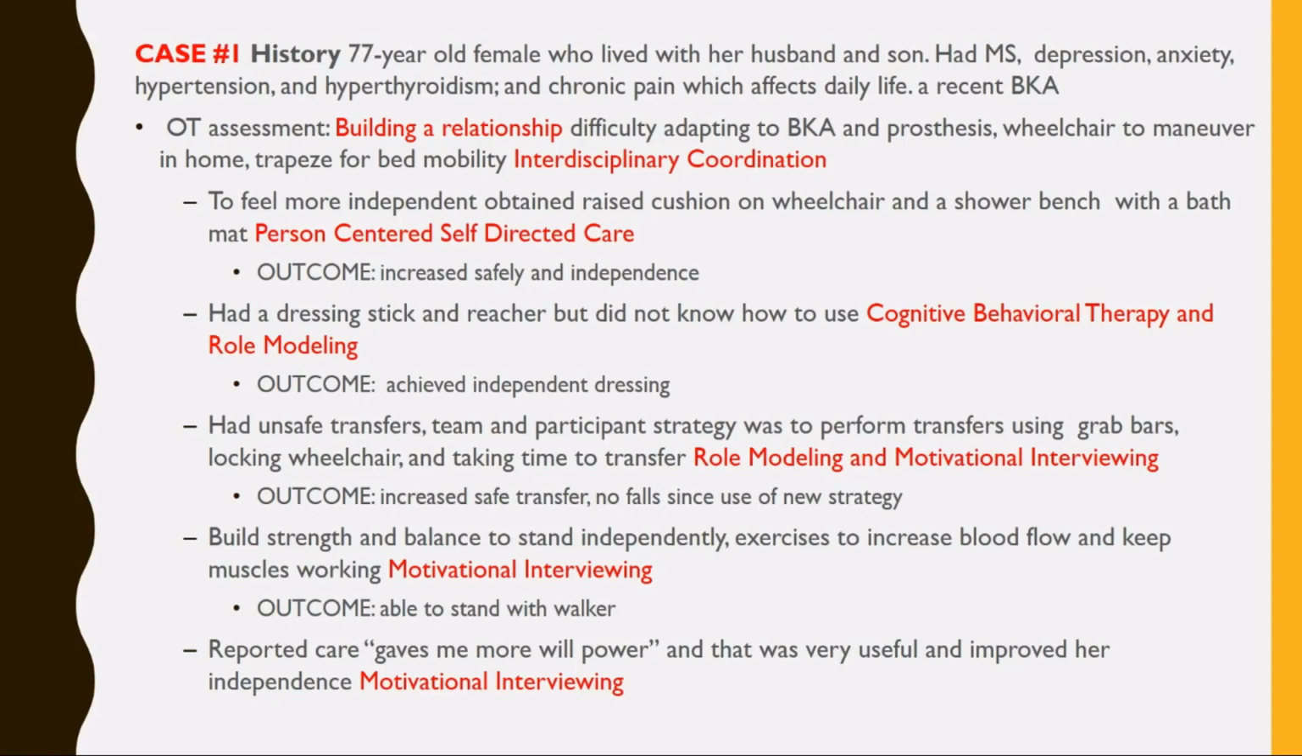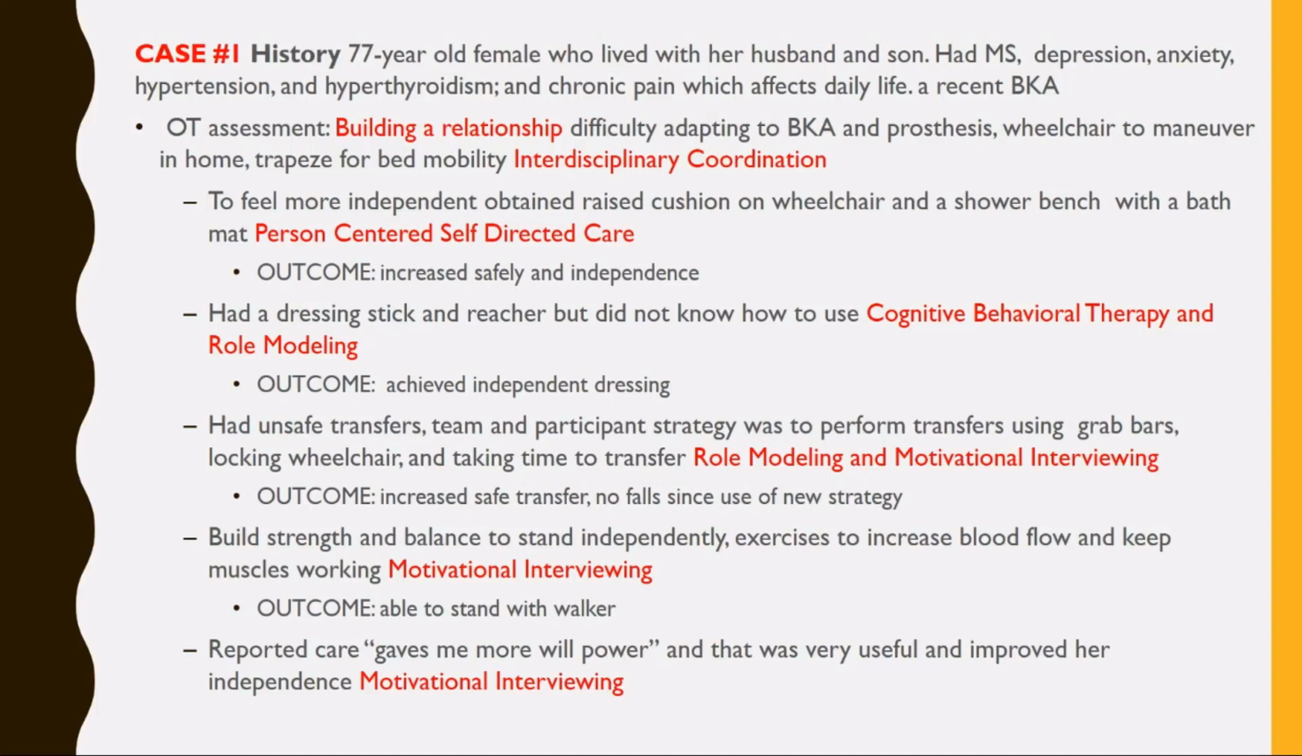She had a dressing stick and reacher, but did not know how to use them. So through cognitive behavioral therapy and role modeling, the OT helped her achieve independence with dressing using these two devices. She also had unsafe transfers. The team and the participant strategized to perform transfers using a grab bar, locking the wheelchair, and then taking the time. After role modeling and motivational interviewing were used to increase her safe transfers, she had no falls since using this new strategy and approach.